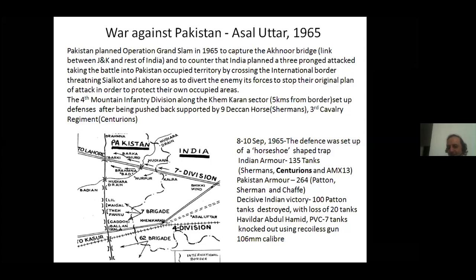So because of the mobility kill that we had, because of the soggy ground and the Centurions firing at the Patton tanks, so these are the M48 Patton tanks, that is very important to note. So 264 of these Patton tanks and Shermans, and just with that.